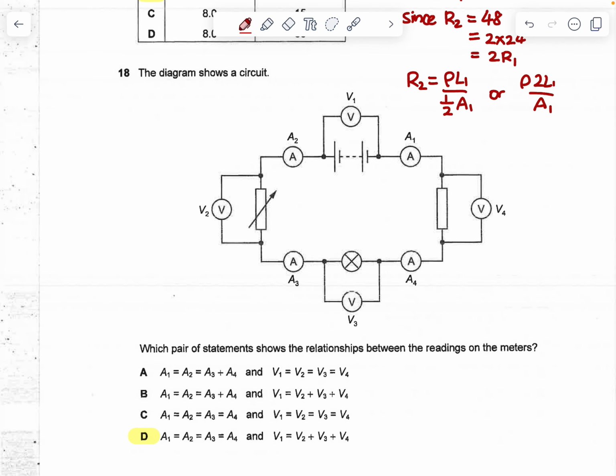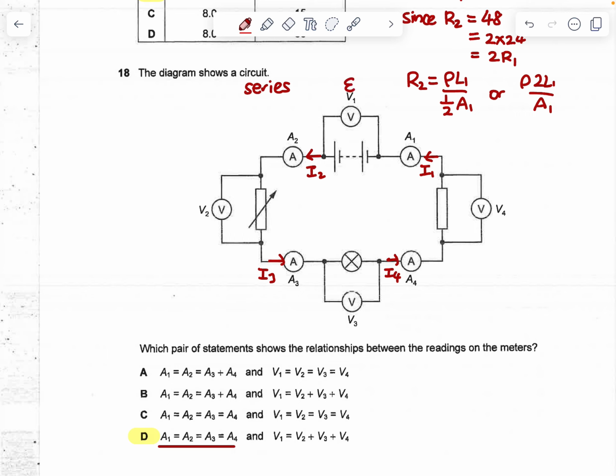Question 18. The diagram shows a circuit. Which pair of statements shows the relationship between the readings on the meters? One look, you should know that the circuit is a series circuit, which means the current here, I2, the current here going to the emitter I3, the current here going to the emitter I4, current going inside here, I1, are all the same here because they are in series.